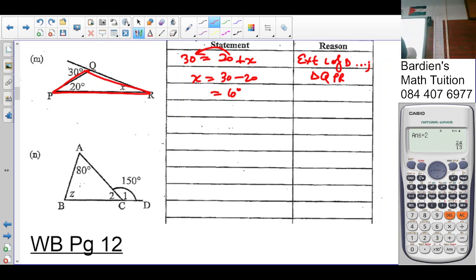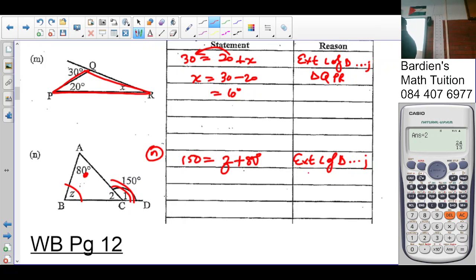Z plus 80 is equal to 150. Why? Exterior angle is equal to the sum of the two interiors. You all agree with that? So let's go with it. 150 degrees is equal to Z plus 80. Why? Exterior angle of a triangle is equal to the sum of the two interior opposite angles.